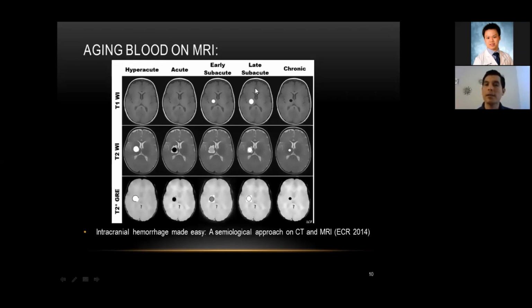And remember that late subacute is another time in which you need the history, and you need the comparison with CT, because it's hyperintense in all sequences, even in T2 gradient. But it's something that is like a light gray.